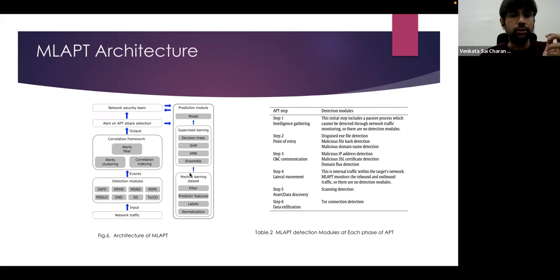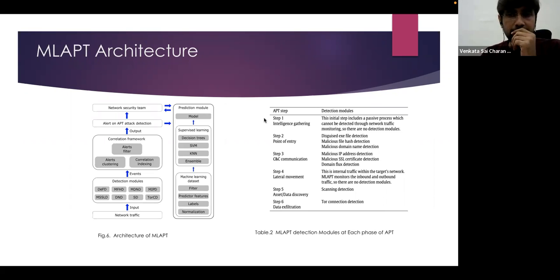So these supervised models will identify the sub APT scenarios, and they will calculate what kind of sub APT scenarios might turn into full APT scenarios. Based on that, this prediction module will raise an alert to the network security team, and the team will take the necessary action to bring down that particular LAN or the particular victim machine, to minimize the damage in a corporate network. So this is the high level idea of this MLAPT architecture.